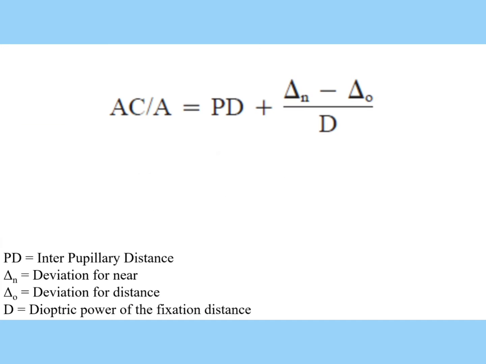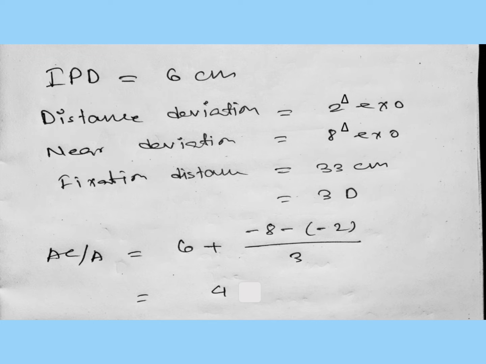Okay. This is the formula for measuring the AC/A ratio in the heterophoria method, where the AC/A ratio is equal to interpupillary distance plus the deviation of the eye for near fixation minus the deviation of the eye for distant fixation, divided by the fixation distance dioptric value. Here I have also given the explanation for that. Now let's go to an example, and after that we will see.